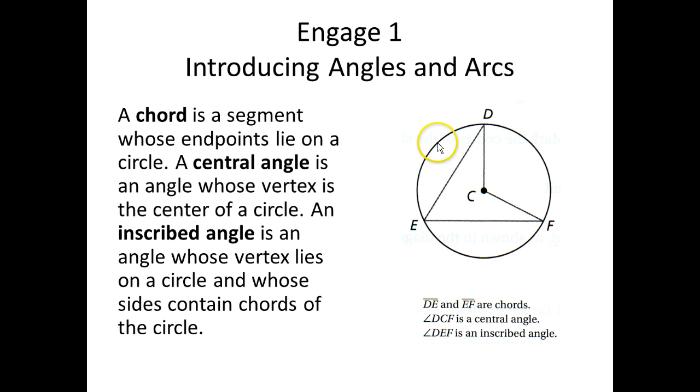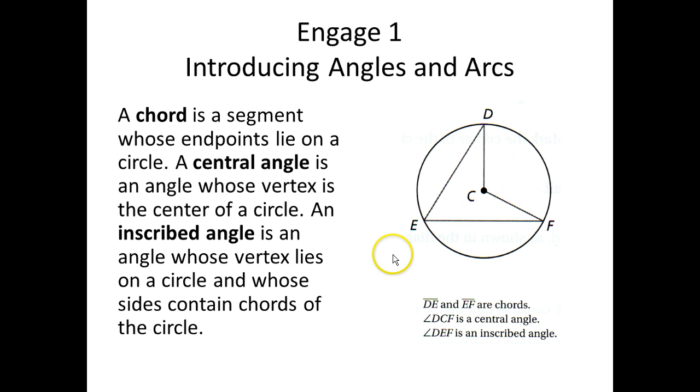So for example, notice that the points D and E lie on the circle, so I would consider the line segment DE a chord of the circle. Similarly, the points E and F lie on this circle, so I would consider EF a chord of this circle.